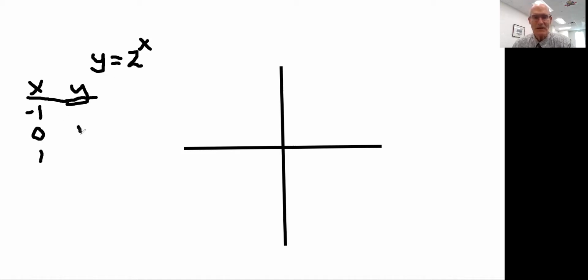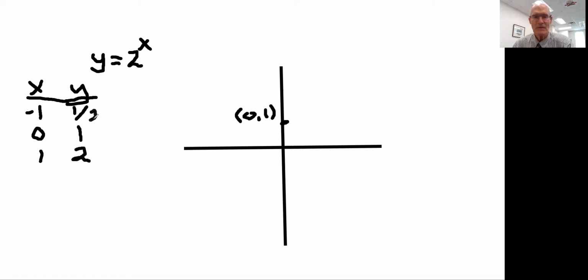So all of your standard exponential functions will go through the point which is right here at 0 and 1. If you put in 1, anything to the first power is itself. So when you put in x equals 1, you get y equals 2. And when you put in -1, that becomes 1 over 2 to the first power, which is 1/2. So we have a 1/2 here.